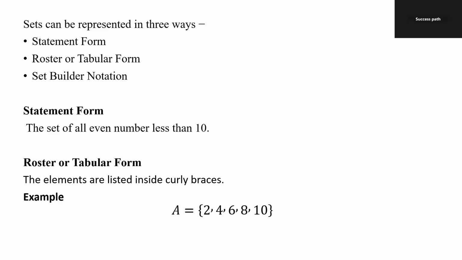Roster or tabular form means the elements are listed inside curly braces. For example, A = {2, 4, 6, 8, 10}. This is the set of even numbers. Like this, inside curly braces we can give a limited number of elements, finite numbers. Finite means limited.